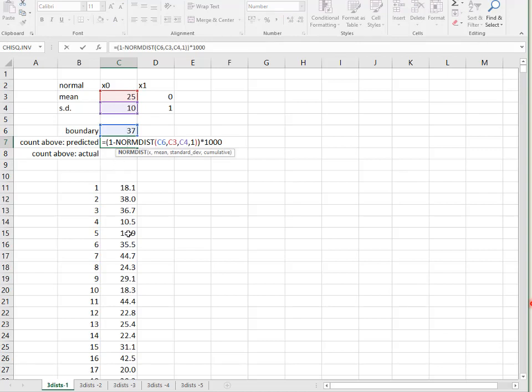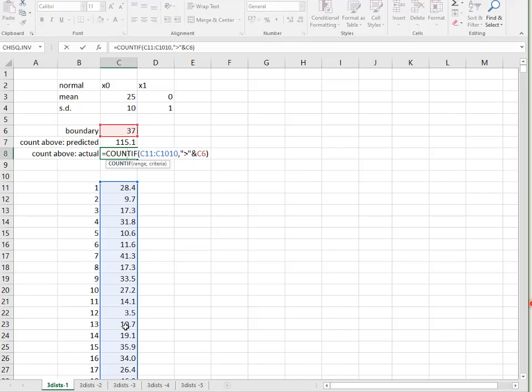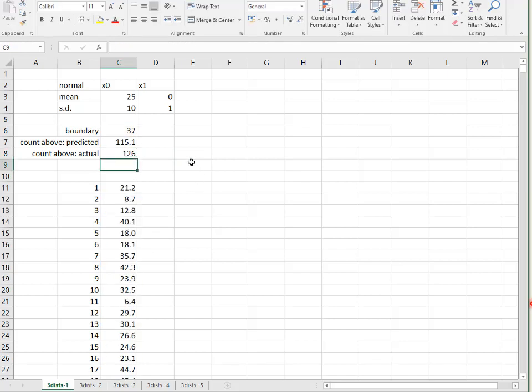It's taking no information from this, so it's pure prediction of what's going to happen in the future with random variables. And then to check how it goes, this one here counts how many actually do turn out to be above 37. And so here I predicted 115, that stays the same because that's my theoretical prediction. In this case it was 126 actually above.